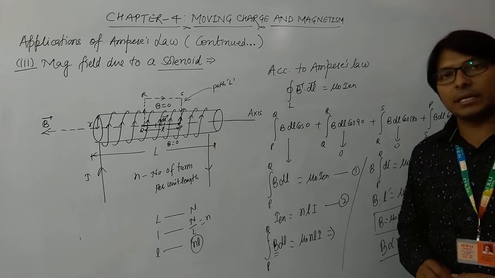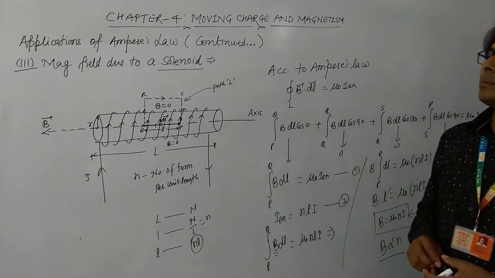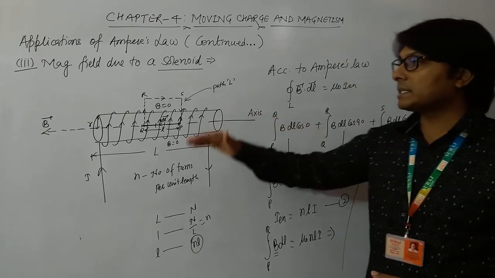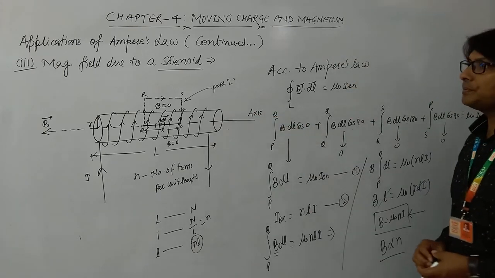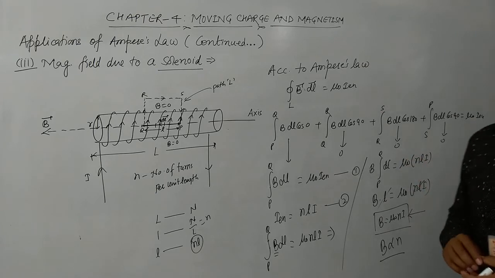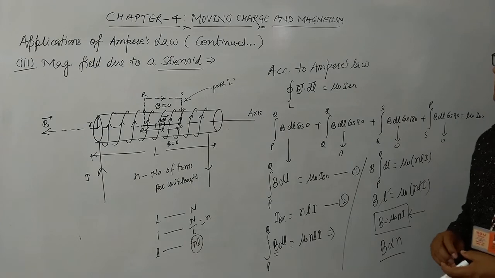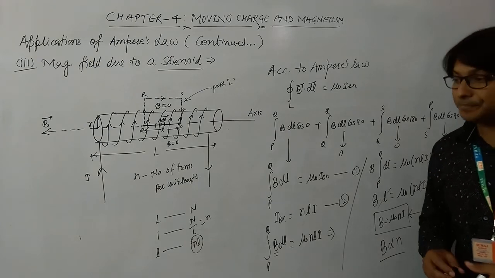So this is how we can apply Ampere's law to find the magnetic field at the axis of a solenoid. Now we will discuss its fourth application, which is the magnetic field at the axis of a toroid.